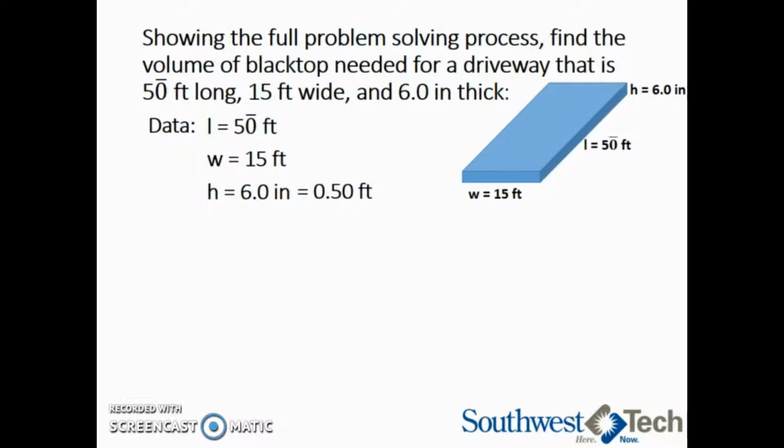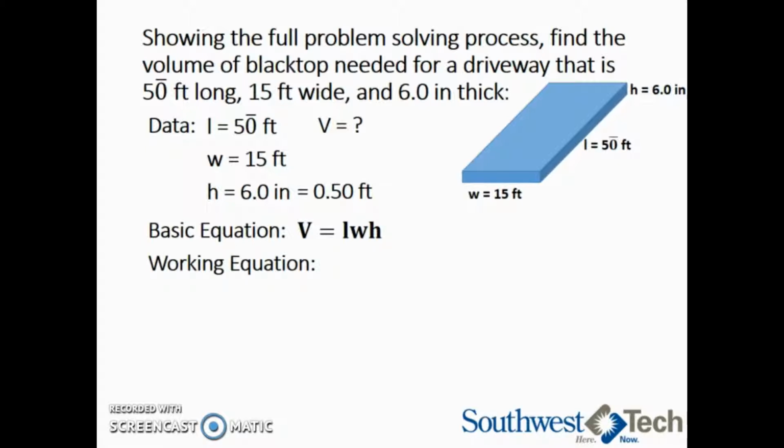Next, we want to write down what we are solving for in step 4. This will help make sure you are solving for the quantity the question is asking for. Step 5 is where we write down the basic equation. In this case, the basic volume equation for a rectangular solid is volume is equal to length multiplied by width multiplied by height. We will find a working equation in step 6.